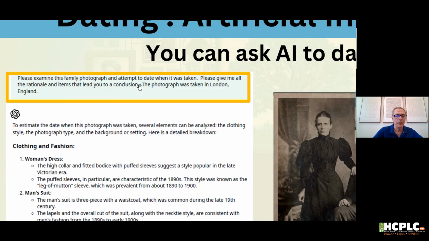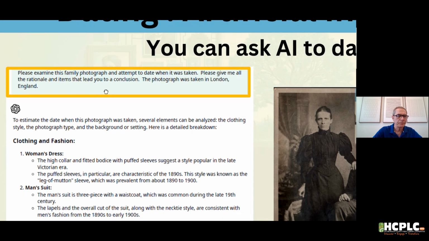And then another key part of using AI is I want it to tell me what it's using. I don't want it just to come up with data. So please give me all the rationale and items you've led to a conclusion so I can decide whether it's actually making the right conclusion. I want it to tell me what it's used to date it. And I'll give it some information as well. And the more information that we give to AI, the better. And I've just given it very brief that the photograph was taken in London.